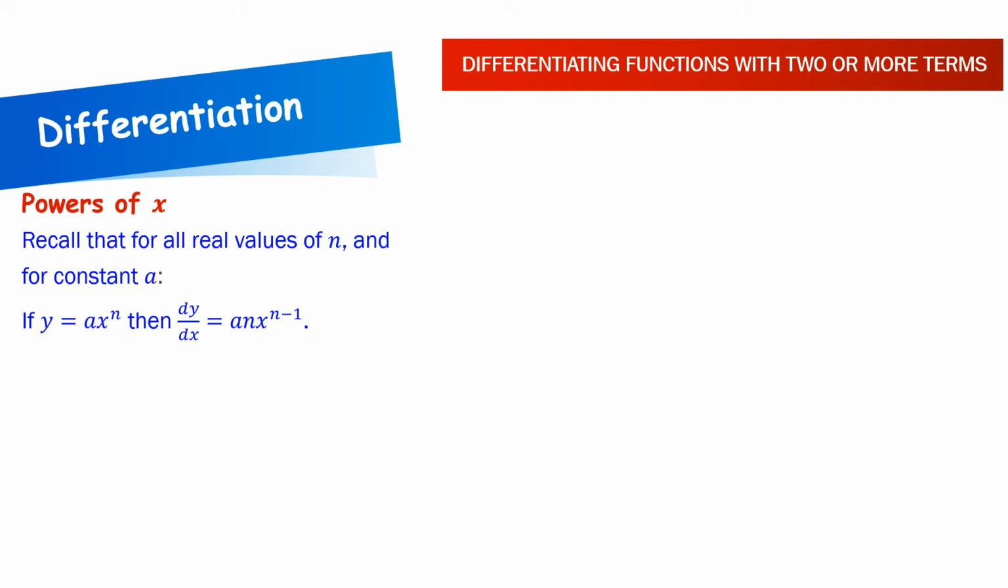We are now going to look at differentiating functions with two or more terms. Let's begin by looking at powers of x. Recall that for all real values of n and for a constant a, if y equals ax to the power n, then dy dx equals an times x to the power n minus 1.